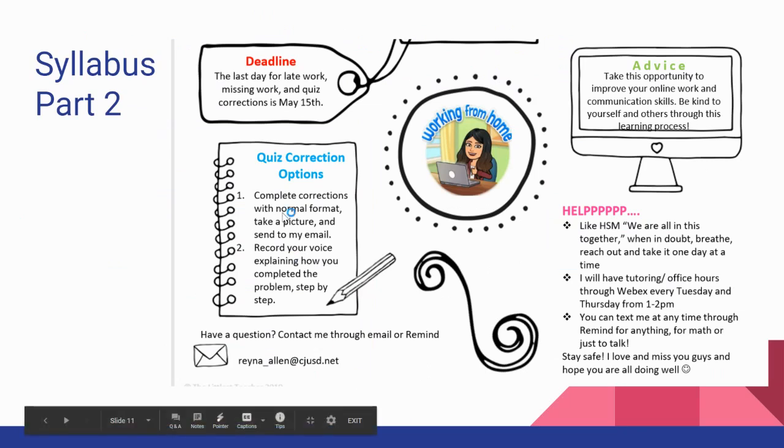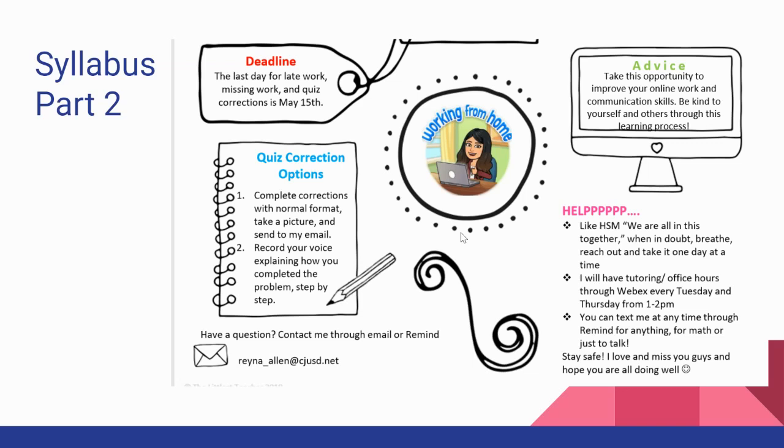And then the last part of the syllabus. The last day for all late missing work, this is work starting from January 1st, is May 15th. So anything that is incomplete, anything that is a 0, any quiz corrections, you can do them until May 15th and turn those into me.